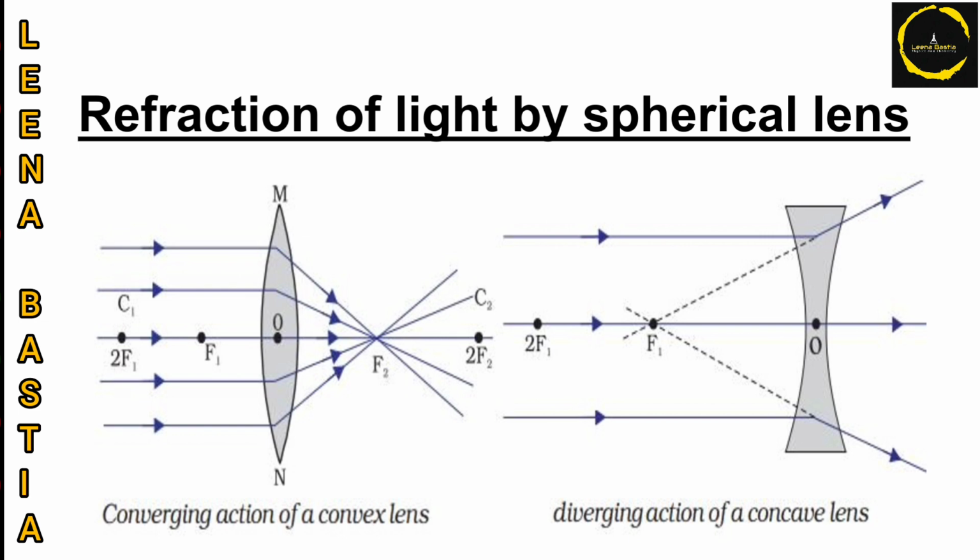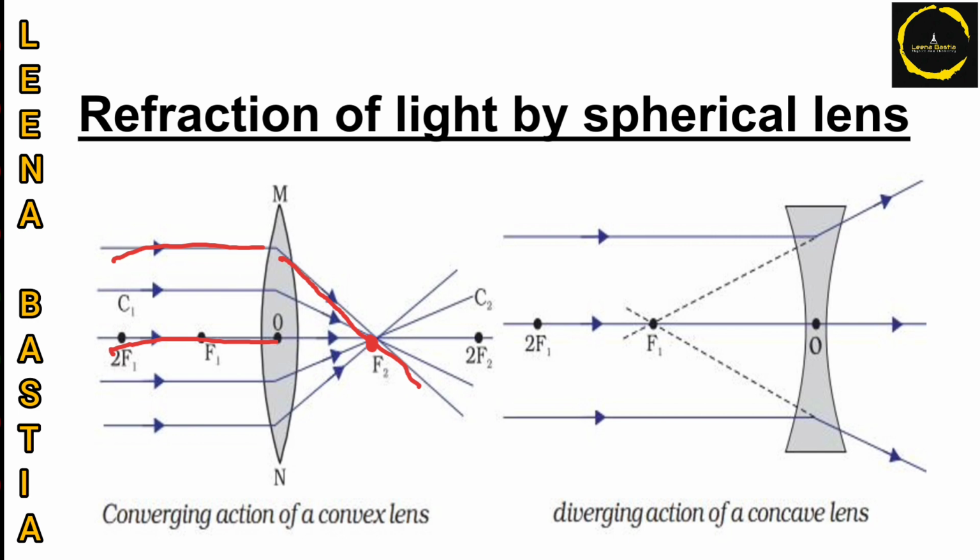So now here, why is it converging? Because this lens has the nature that when the rays are parallel to the principal axis, then after reaching the aperture, it will converge. After refraction, it will converge and meet. All the rays meet at a point that is called focus.